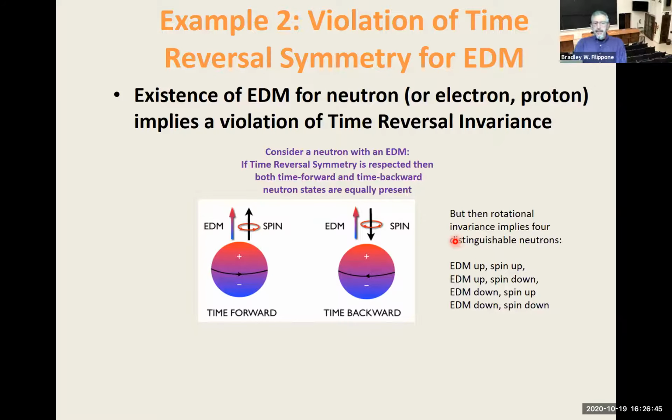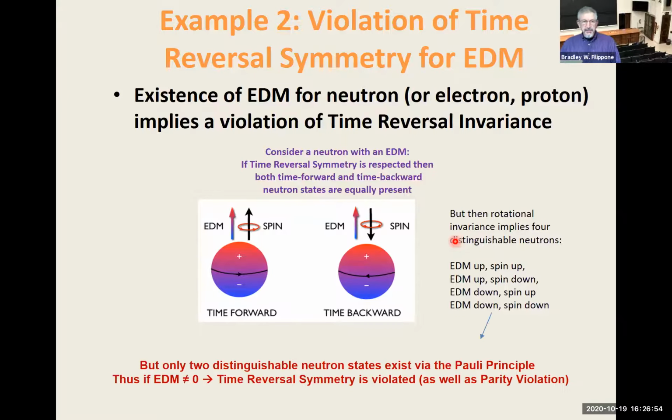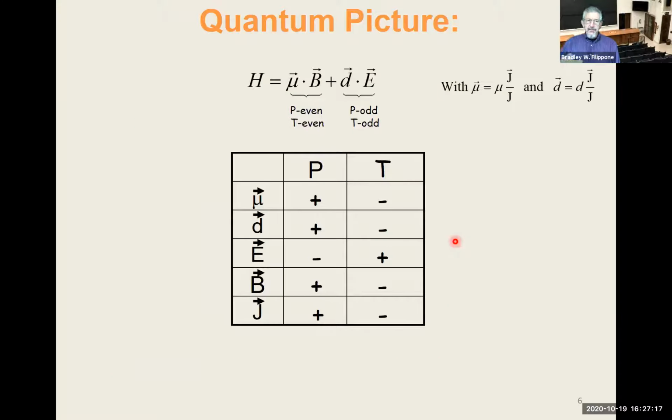You then notice that there are actually 4 distinguishable states for the neutron: a spin up and a spin down state with the dipole moment pointing either up or down. And so you're stuck with this quandary. I now have 4 possible states of the neutron, but we know there are only 2 distinguishable neutron states via the Pauli principle. So if an EDM is in fact observed, it must be due to a violation of time reversal. You can also see that it simultaneously violates parity. I can give you a better, more quantum way of thinking about this.